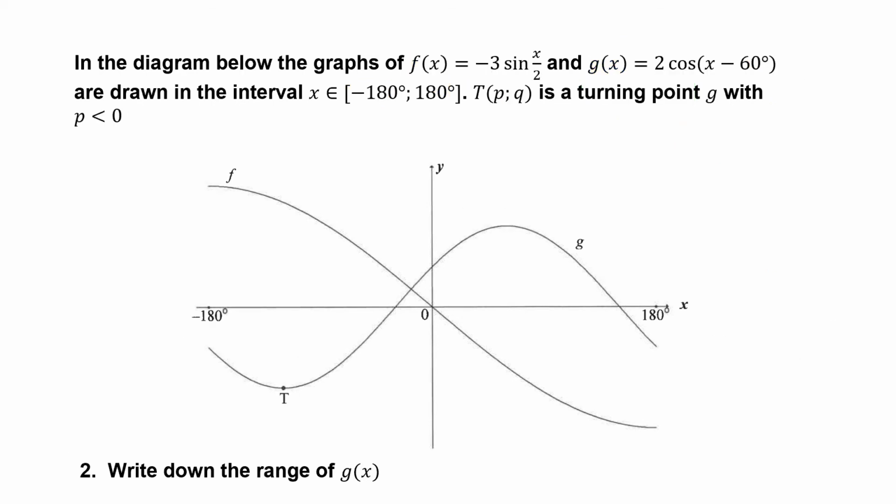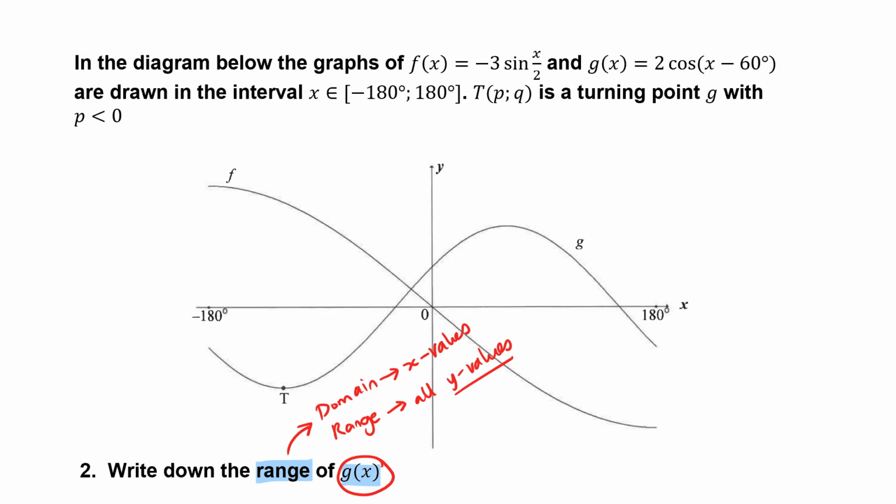The second question then says, write down the range of g of x. And just so you all remember, we've got two words. We've got domain and we've got range. Domain speaks about all the x values in an equation, and range speaks about all the y values in a function. So we want to know, for the function g of x, what are all the possible y values?